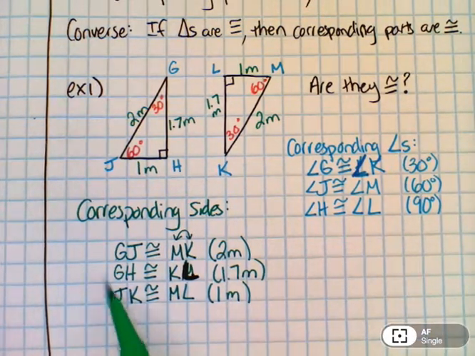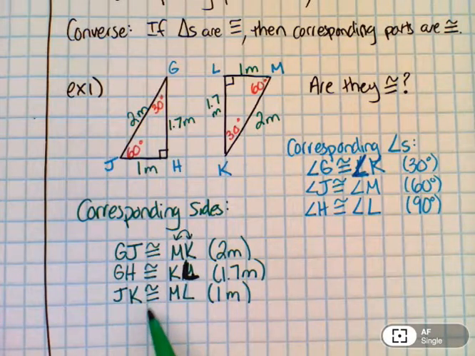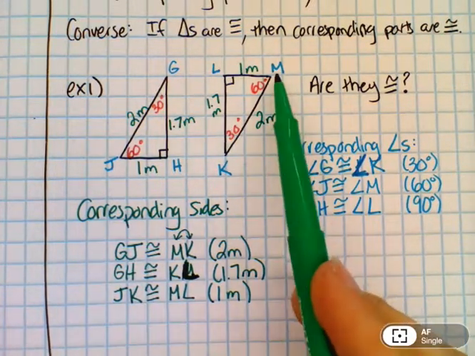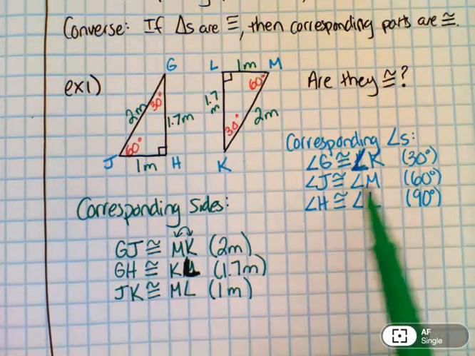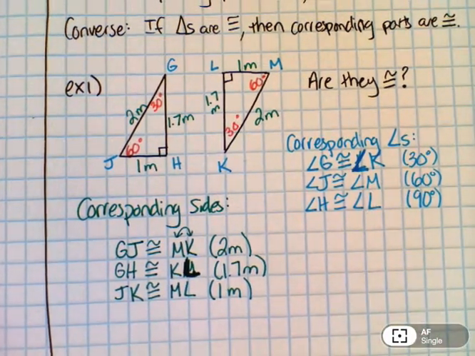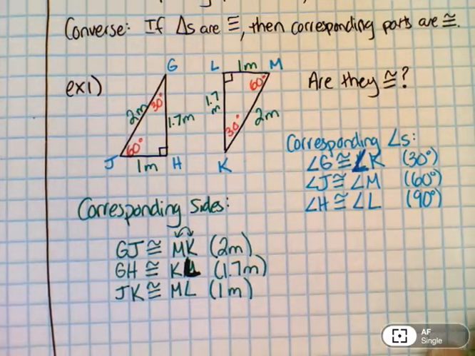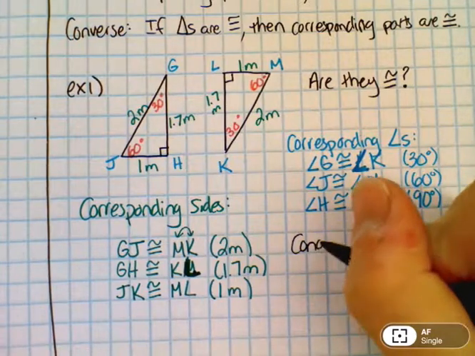So J here is the same angle as, corresponding with, M, and so I put M first here. So we've got three sets of corresponding angles, three sets of corresponding sides. Therefore, the triangles are congruent. And so we're going to write a congruent statement here.